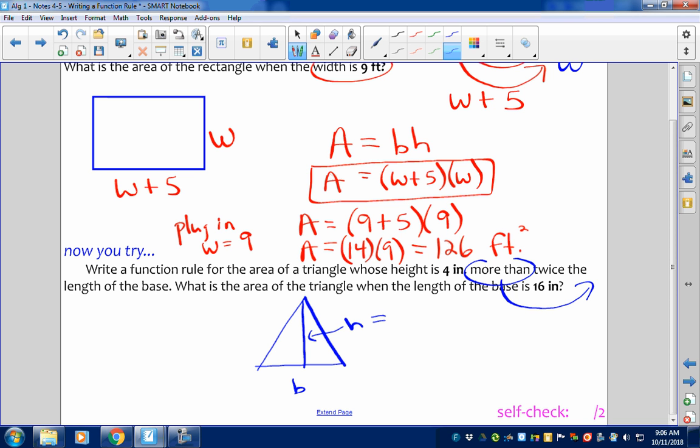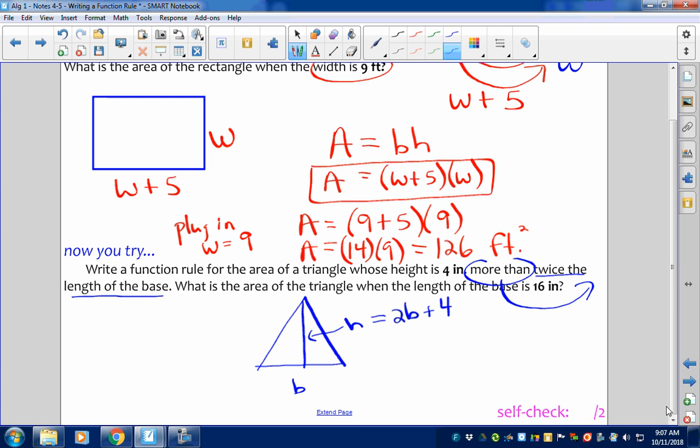But the height is equal to 4 more than, so we're going to put a plus 4 at the end of our expression. What does twice the length of the base look like? That's just a 2b. So my height is going to be expressed as 2b plus 4. So remember, when you see more than or less than, you're going to take and put that at the end of the little algebraic expression. Okay? So more than means plus. If it says less than, it would be minus 4. I think on your homework it's a less than. So that's how it looks.